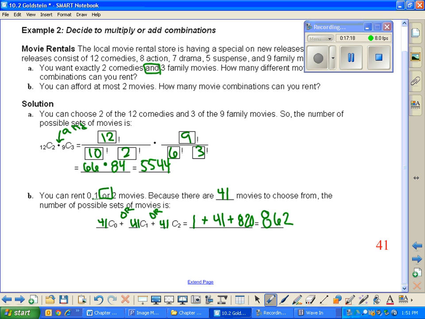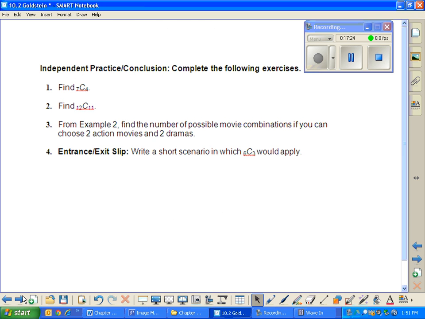Are there any questions about part A or B? No? We're feeling good about it? All right, so what I'd like you to take some time to do right here is do this independent practice. Just 4 questions. The first 2 are just calculations, but remember, you need to write out the N and the R in the formula. And then 3 is a bit of an extension from that last example. And 4 is actually kind of a reverse situation.